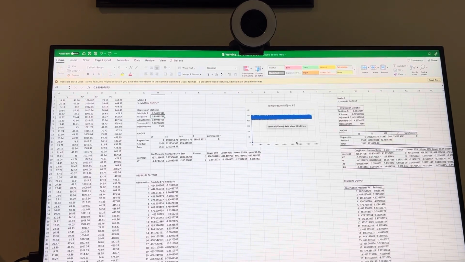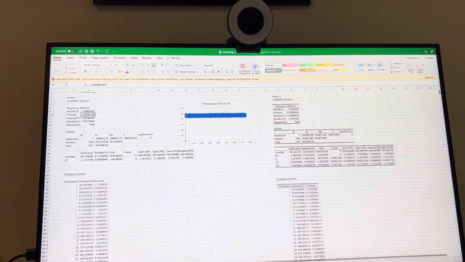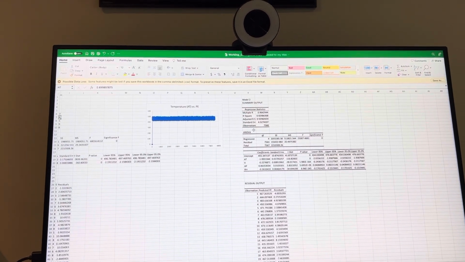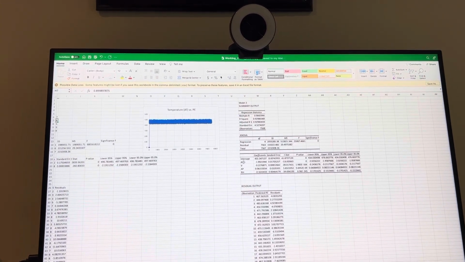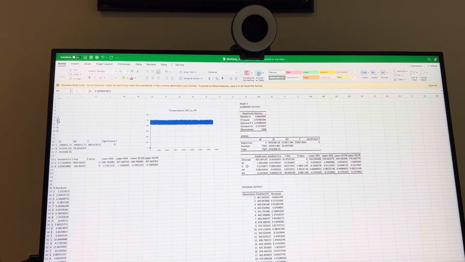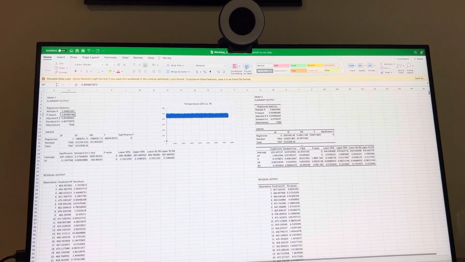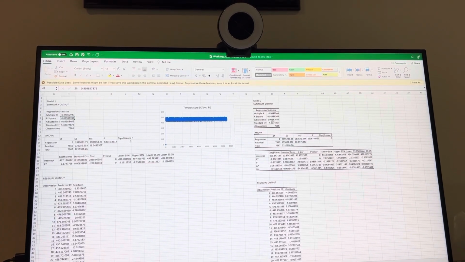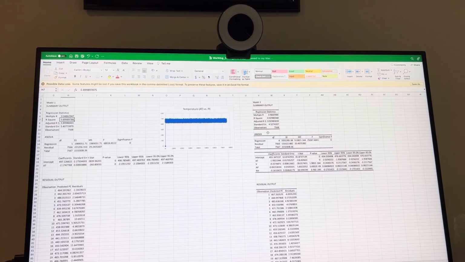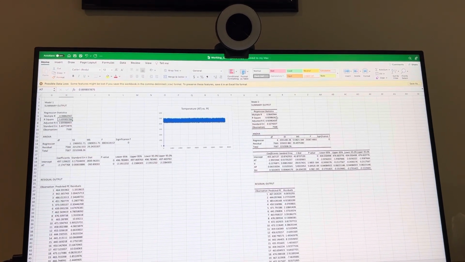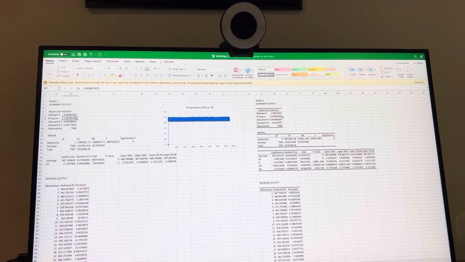And then for the second linear model, I did another linear regression, and I used all the variables. So I used the temperature, the pressure, and the other two as well. And then the R squared came out even higher, but not massively higher. And I'll talk more about that in a minute.